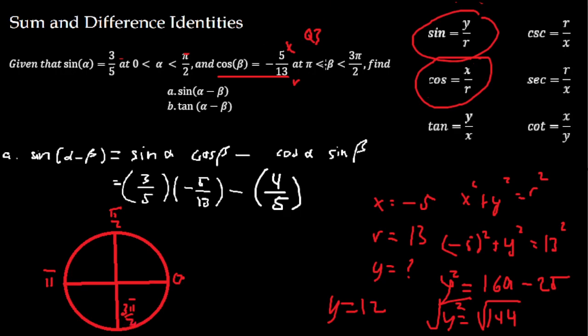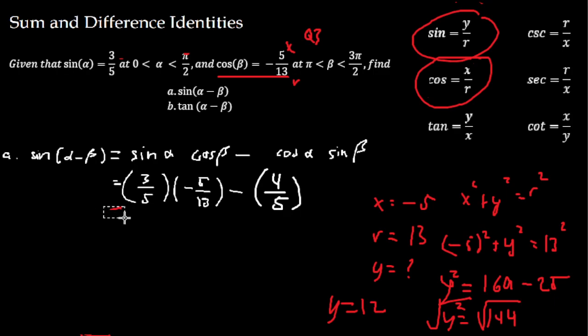And it's saying that pi is less than beta, so it means beta is greater than pi. So automatic, when it's like that. But beta is less than 3 pi over 2. So what quadrant is included? Quadrant 3. Quadrant 3 is the quadrant we are referring to. That's just a review of the unit circle.